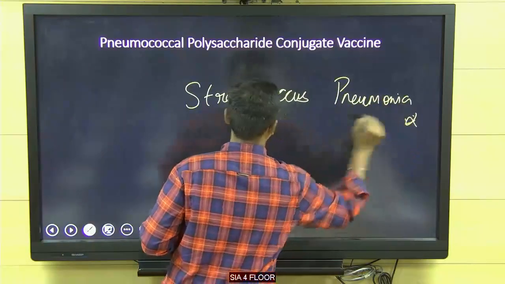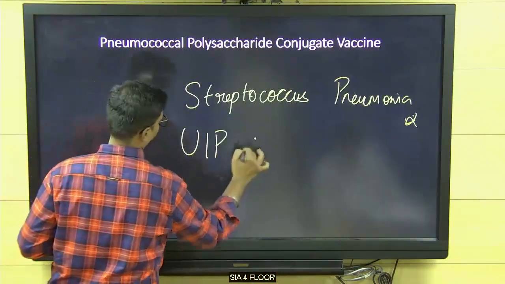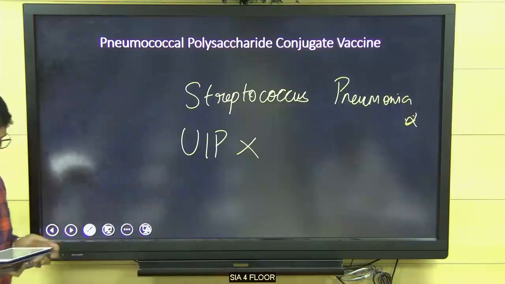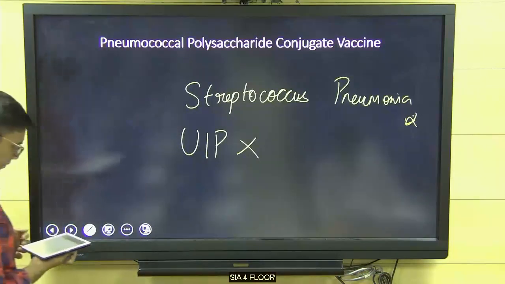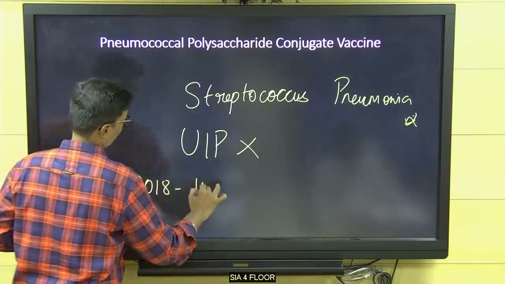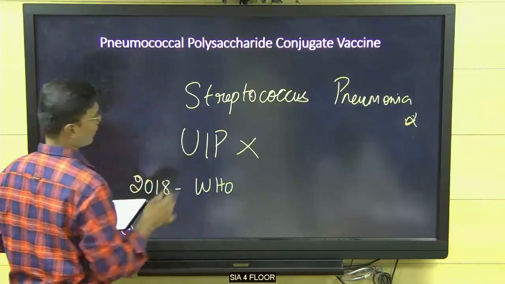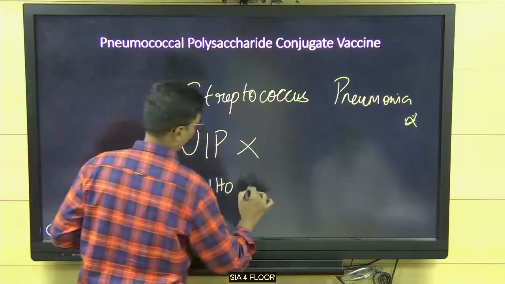And most importantly, this is not a part of the universal immunization program. I repeat, the pneumococcal conjugate vaccine is not a part of the universal immunization program. In 2018, the World Health Organization recommended including the pneumococcal conjugate vaccine, that is the PCV vaccine, in the universal immunization program.